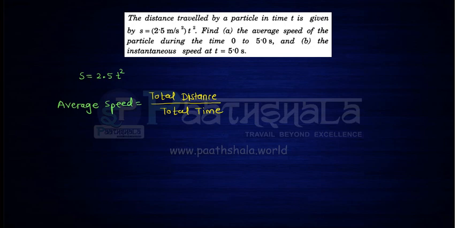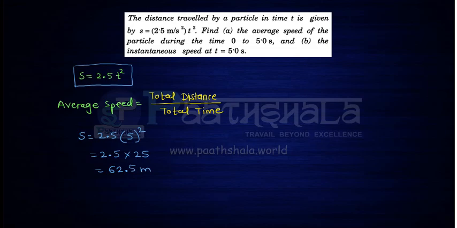So from the equation s equals 2.5 into t square, we calculate total distance at t equals 5 seconds. So s will be 2.5 into t, which is 5, so it's 5 square. So 5 square is 25. If we multiply these two terms, that is 2.5 into 25, we will get distance as 62.5 meter. So this is the total distance traveled by a particle in 5 seconds.